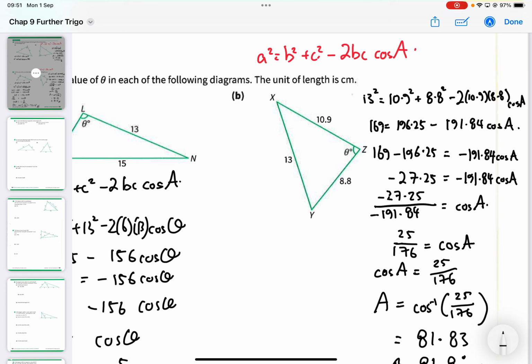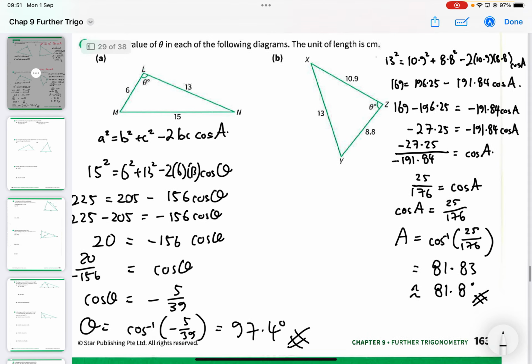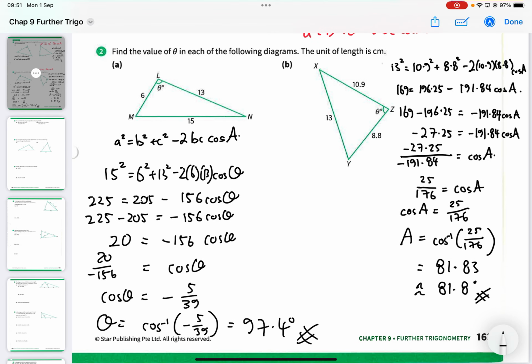In your exam, when cosine rule comes out, it's usually like question 1, question 2, very straightforward. They seldom combine cosine rule with a few other triangles. So if you are able to identify and substitute in, you are good. Okay, can we move on?